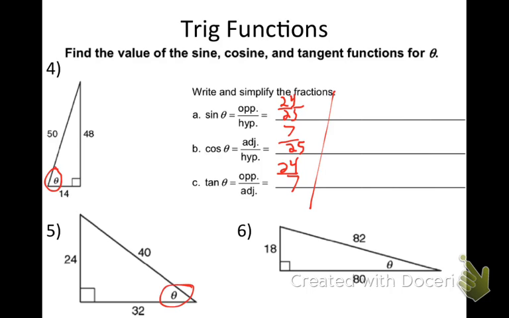Number 5, here's theta. Sine of theta, Sean? 3 over 5. Cosine of theta, Jarrett? 4 over 5. And tangent of theta, Monahan? 3 over 4. And the last one, number 6. Sine of theta, Maddie?